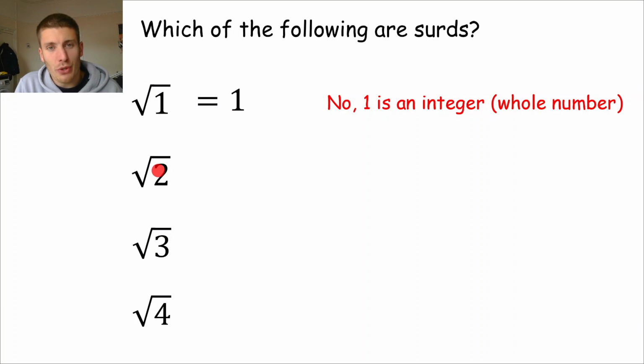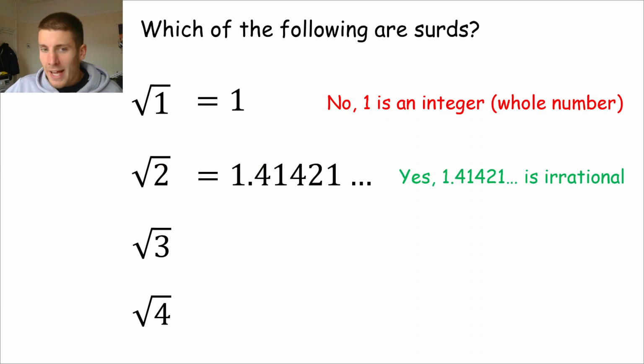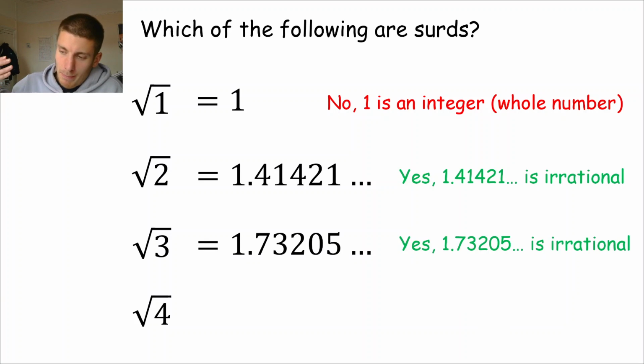Okay, therefore, is root 2 going to be a surd? Yes, it is, because if you put root 2 into your calculator, you're going to get 1.41421, and it will never ever terminate. It just keeps on going forever and ever. Because it gives you an irrational decimal that does not finish, root 2 is a surd. And similarly, root 3 is a surd because root 3 gives you, again, an irrational decimal. It never terminates, it never stops. Therefore, root 3 is a surd.